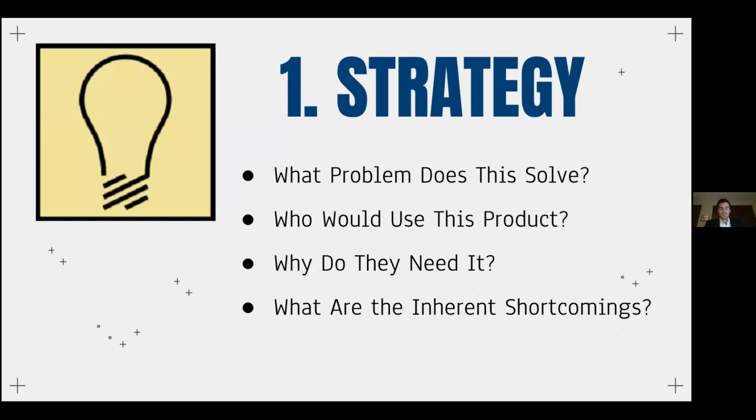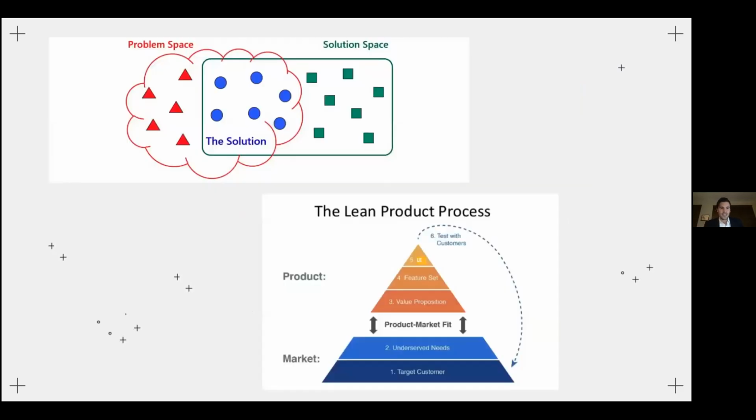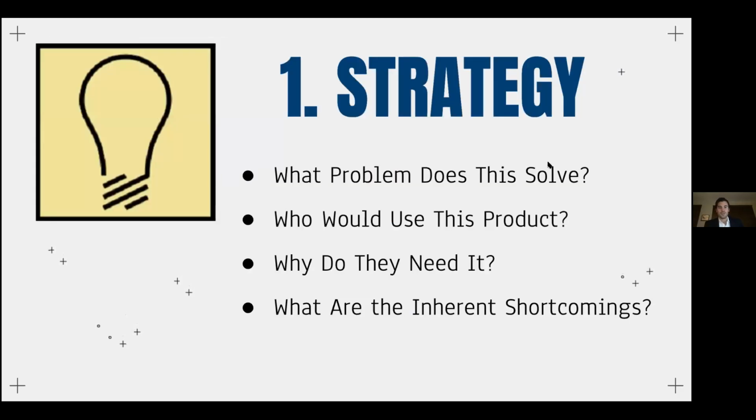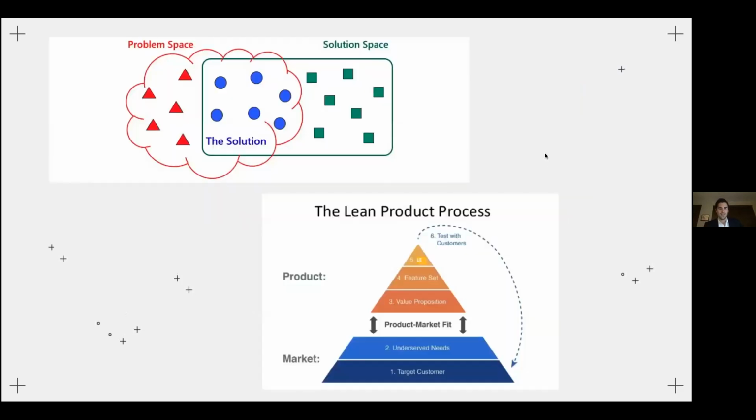So the first level of abstraction, which is pretty general, is strategy. And this is obviously very simple. It's high level, but it's actually the most important. So strategy essentially asks, what problem are we solving and who are we solving it for? So go ahead and move to the next slide.